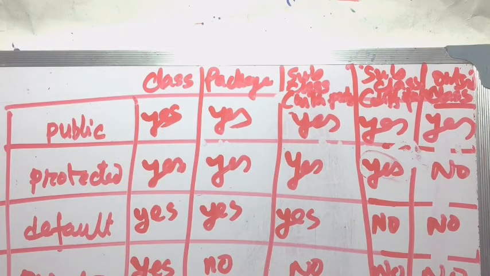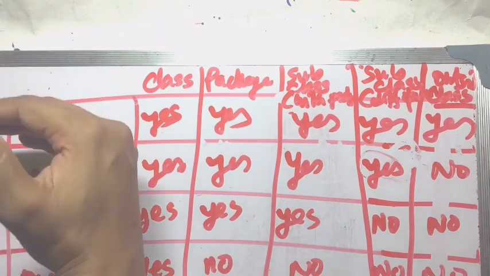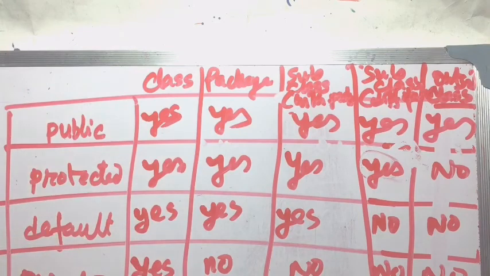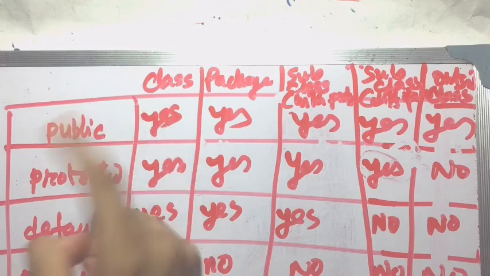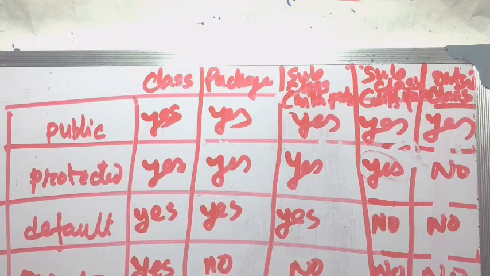So this access modifier table is easy to remember. Again I am repeating this table. This table is very important and very useful. First, you have to write public, protected, default and private. Private is the last. Then there are 5 columns: first is class, then package, then subclass, meaning you extend one class to another class, subclass within package, subclass outside the package, meaning a different package, and outside class.